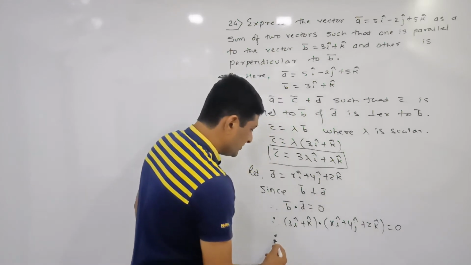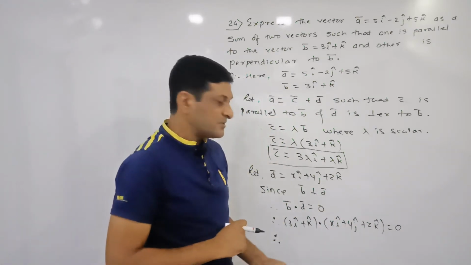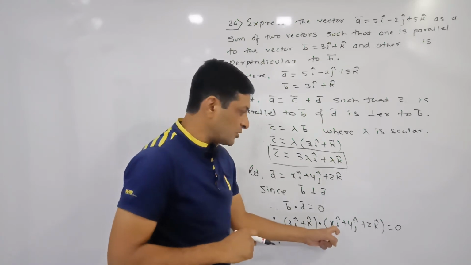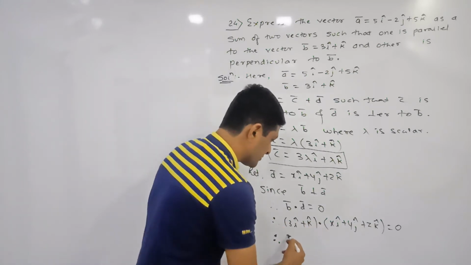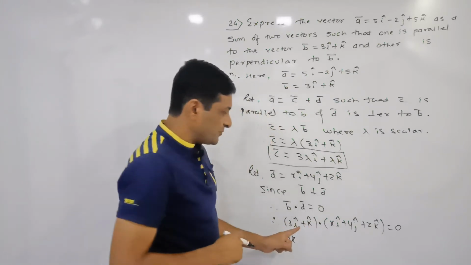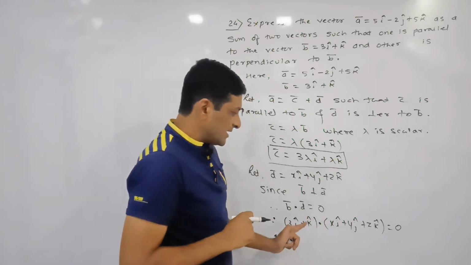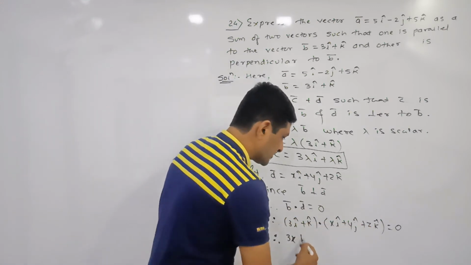As it stands, both the vectors are in Cartesian form, and whenever the vectors are in Cartesian form, the dot product can be found by first taking the product of the coefficients of i cap, that is 3 into x, which equals 3x. Here the term of j cap is missing, meaning its coefficient is 0, so 0 into y is 0. Lastly, take the product of the coefficients of k cap, 1 into z, which equals z.